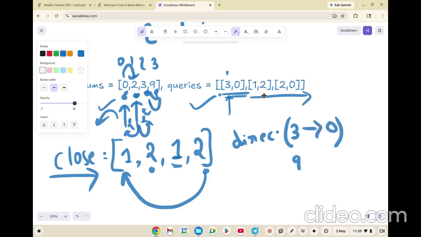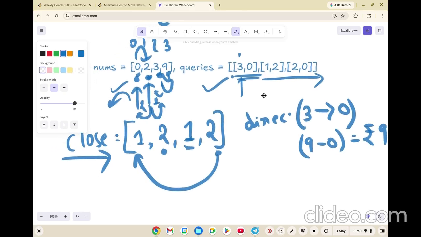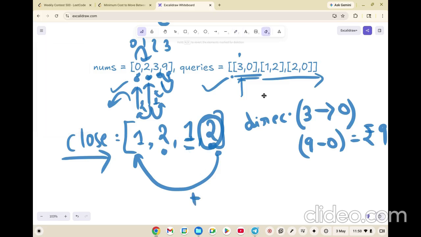So ultimately the total cost is 1 plus 1 plus 2, which is 4, right? So the query of this element should give you a 4, and yes, it does. Let's look at the other one as well. Let's say you want to go from 1 to 2, right? So 1 is this element, and you want to go to this element.